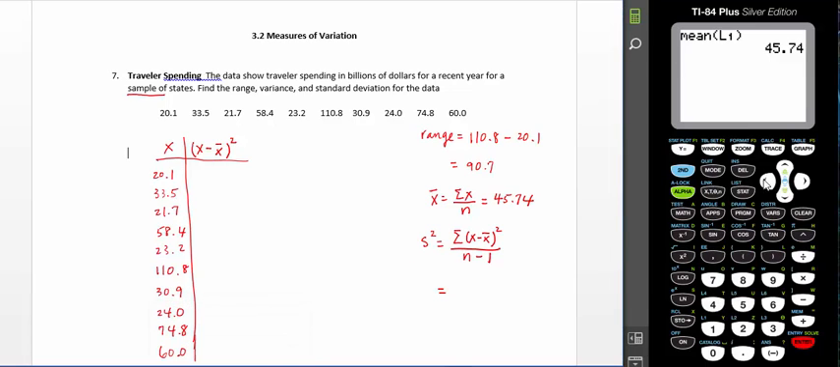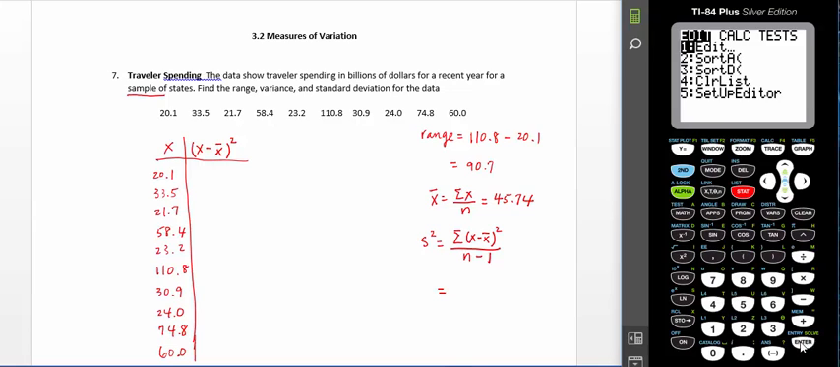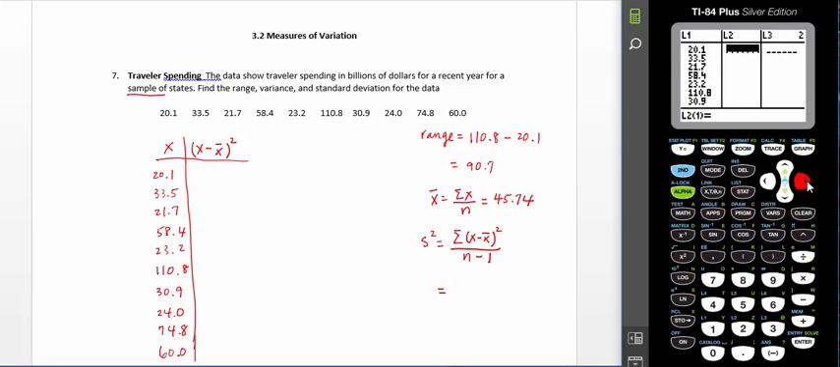Before I start the video, I entered all 10 numbers in my list 1. So now I'm going to define list 2. In list 2, I want each number in L1, which is my x. So I'm going to define list 2 as L1 minus the mean, which is 45.74. And then I'm going to square all the deviations. So 20.1 minus 45.74 will be the deviation, and then the square deviation will be that number squared.